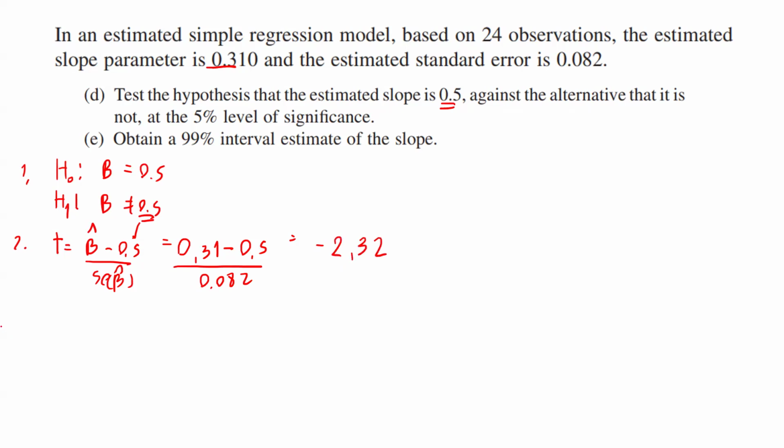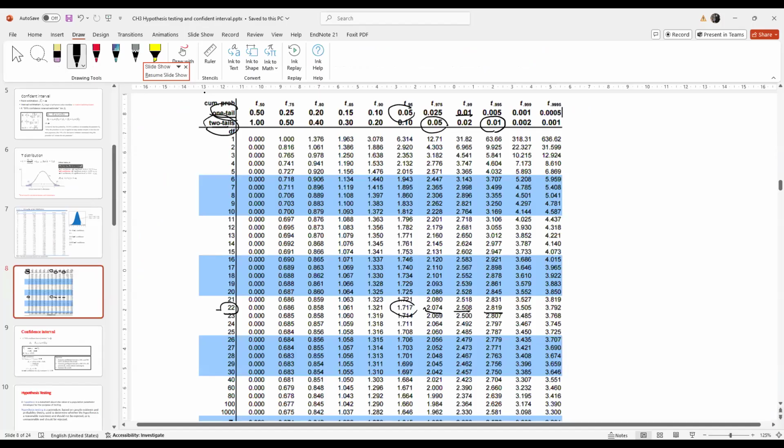2.32. Okay, third step, two tail. So you have to open two tail, 22. Okay, so 5%, right? Two tail, 5%, 22. So this one, 0.074.